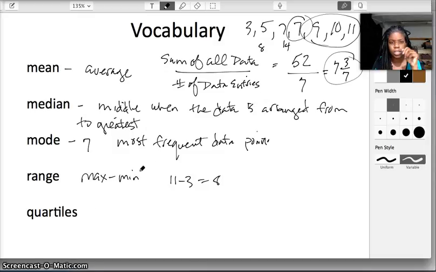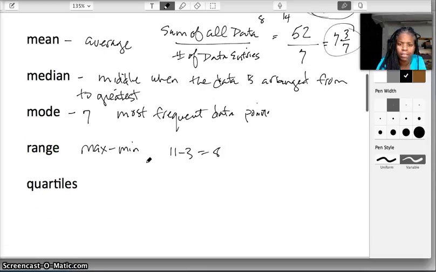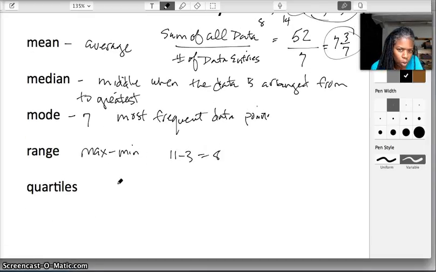And quartiles, this is interesting. Quartiles is probably the word that you really haven't heard of before. So you've got a lower quartile. Technically, you've got a mid quartile, but that's actually the median, and then you have an upper quartile.